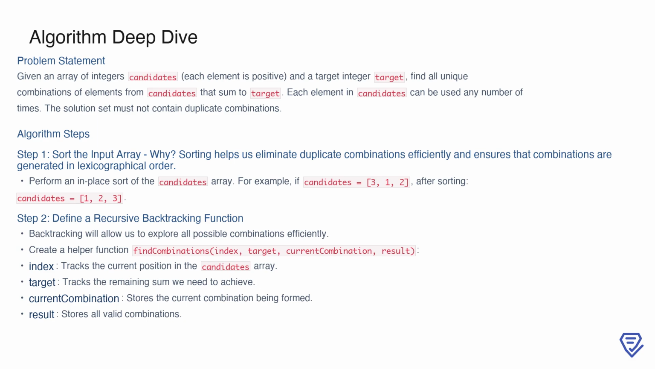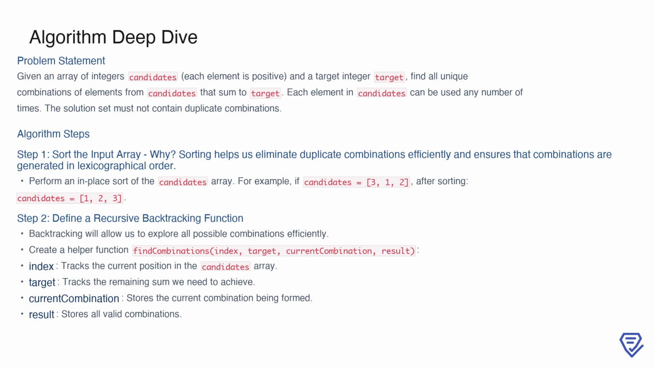First, we sort the candidates array. Sorting not only helps us handle duplicate combinations but also ensures that the results are arranged in lexicographical order, which is helpful for clarity and consistency. For example, if candidates equals 3, 1, 2, sorting it gives 1, 2, 3. Next, we define a recursive backtracking function called findCombinations, which takes parameters such as the current index, remaining target, the combination we're building, and a result list to store valid combinations.